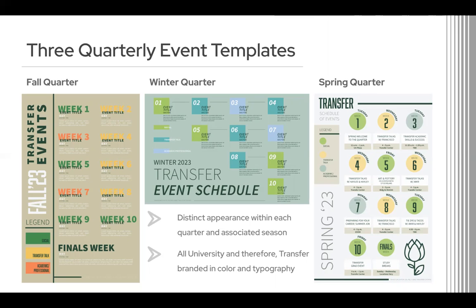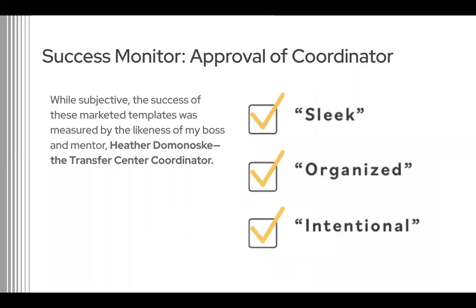And I found that very important because it's hard to engage students when they see the same type of appearance everywhere they look. And so my goal here was to create 3 very distinct looks that can maintain engagement as the year progresses. While subjective, the success of these marketing templates was measured by the likeness of my boss and mentor, Heather Dominowski, who is the Transfer Center coordinator. These were just some of the words she used to describe them, and that includes sleek, organized, and intentional. And that is exactly what you want to go for when you're showing such an abundance of information, such as a quarter full of events.